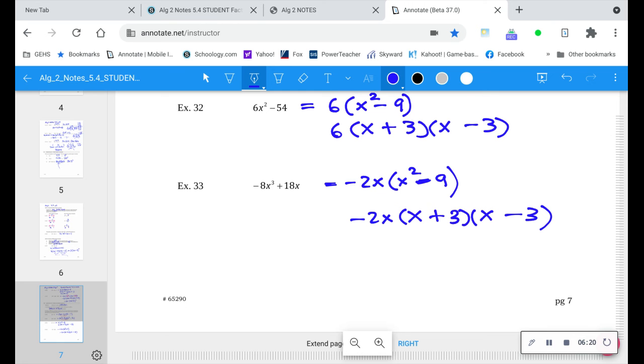And guys, that's it. We're done with section 5.4. And I hope these last ones here, these difference of squares, are the easiest for you. They usually are. All right, thank you very much.